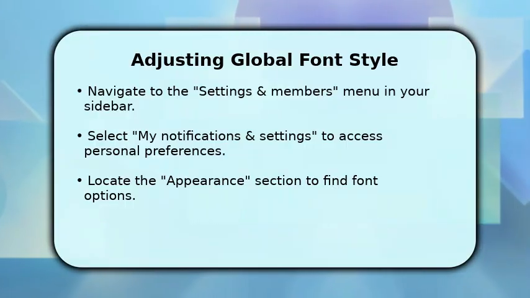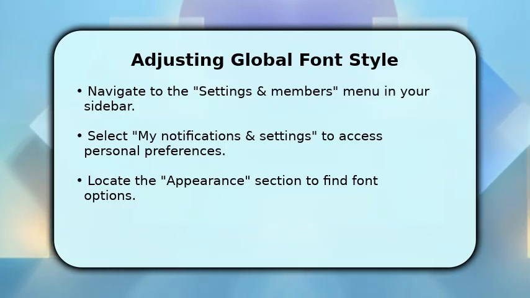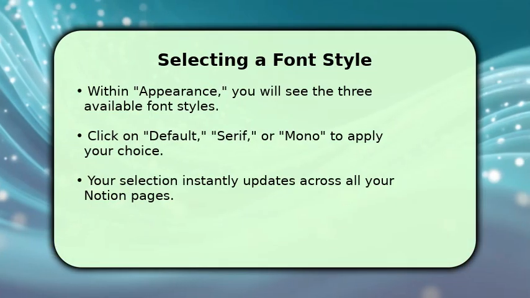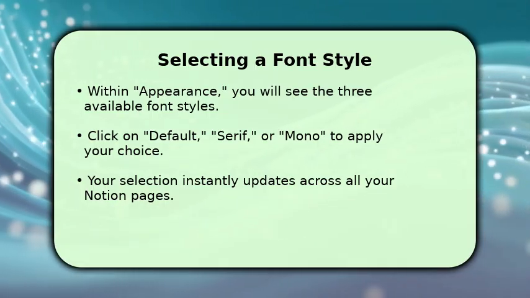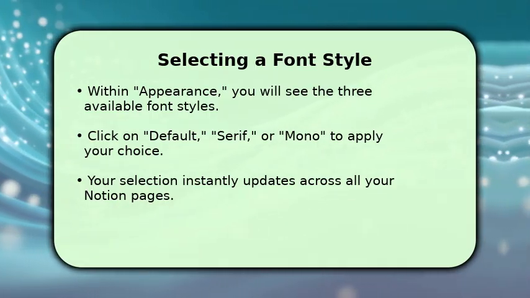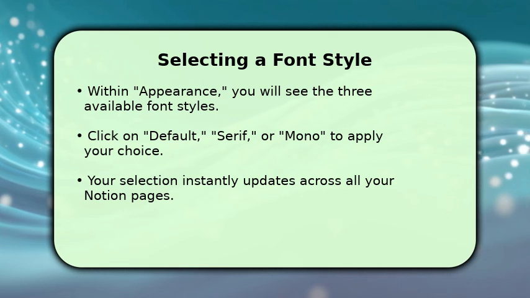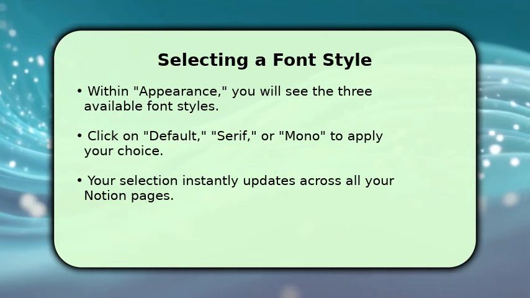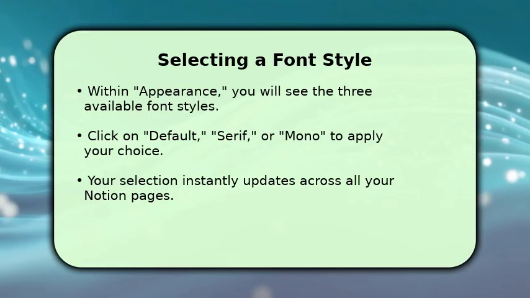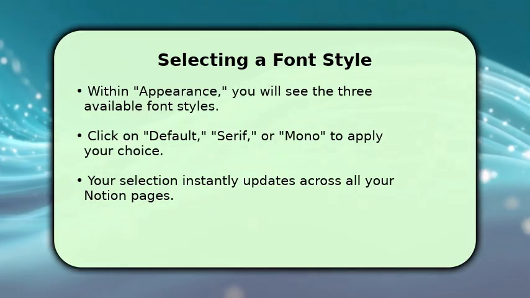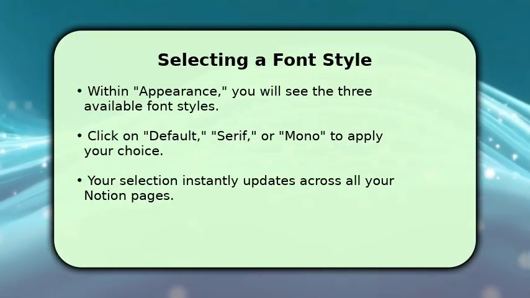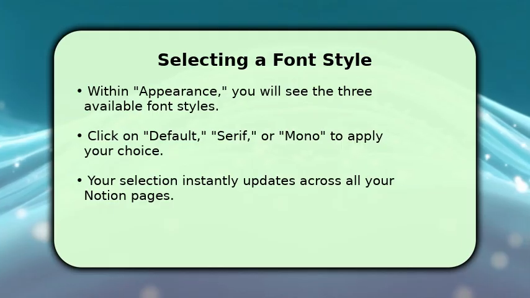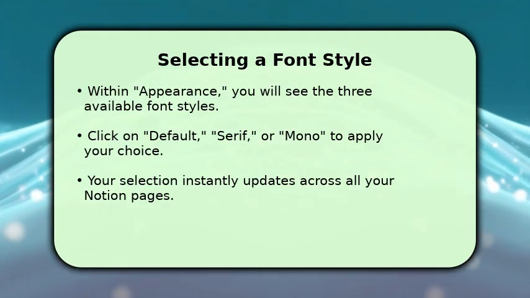Scroll down within this window until you find the Appearance section, which houses the options for your global font style. Once you are in the Appearance section, you will clearly see the 3 font style choices: default, serif, and mono. Simply click on the radio button next to the style you wish to use. For instance, if you prefer a more classic look, select serif. If you like a modern, fixed-width text, choose mono. Your chosen style will immediately apply to all text within your Notion workspace, providing a consistent aesthetic.